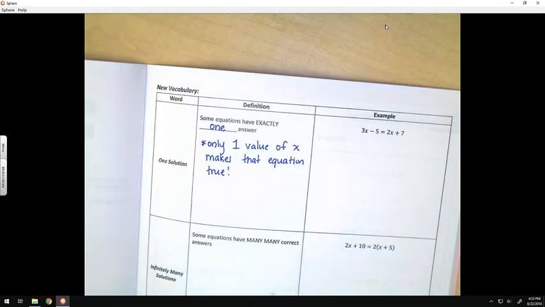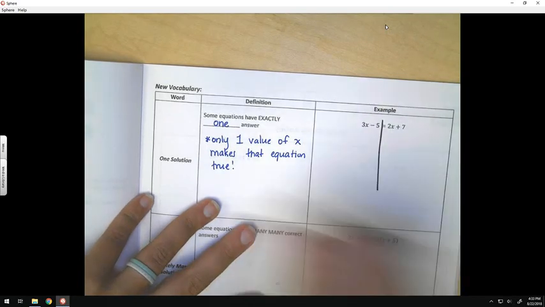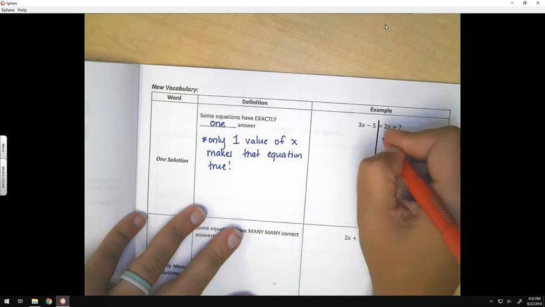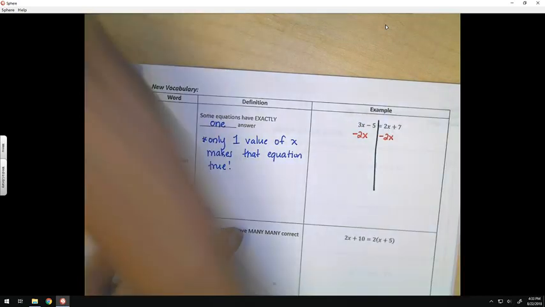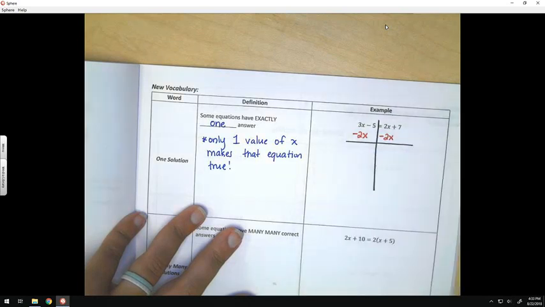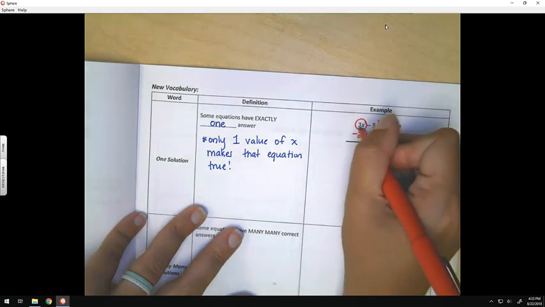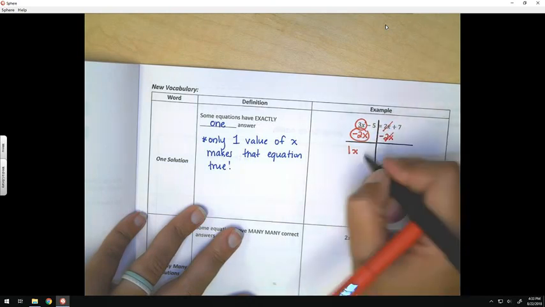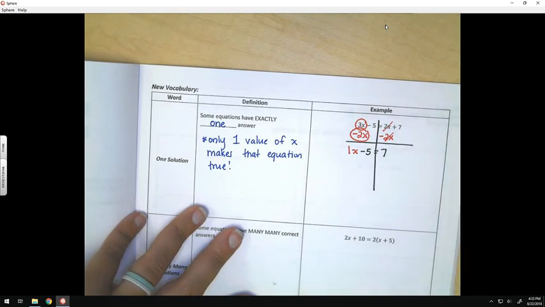If I look at this example, if I draw my vertical line through my equal sign, the first thing I'm going to need to do is get the x's together. So I'm going to subtract 2x on both sides. When I do that, the two x's cancel on the right. And on the left, I'm going to combine the like terms. So 3x minus 2x would be 1x. I'm going to go ahead and drop down the minus 5, and I'm going to drop down the 7.